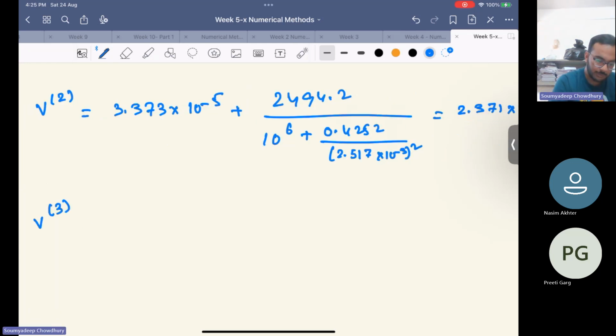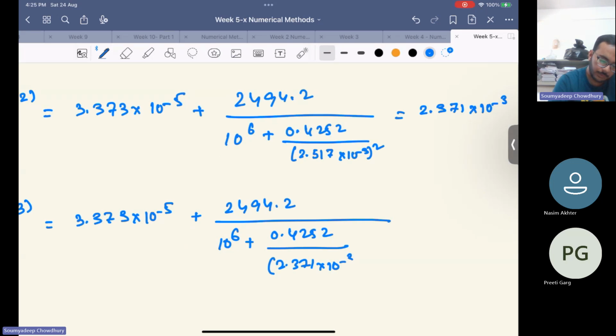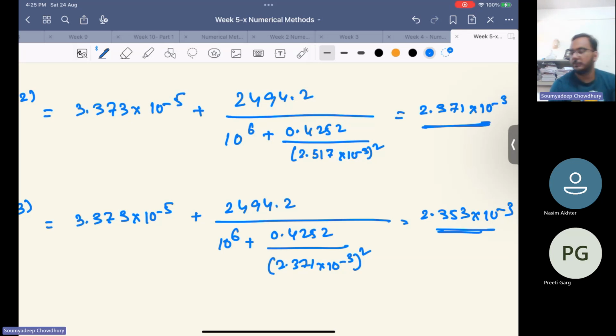Similarly, V of 3, if you calculate, it will be 3.373 into 10 to the power minus 5 plus 2494.2 by 10 to the power 6 plus 0.4252 by 2.371 into 10 to the power minus 3 whole square, around 2.35. Here you can see the two values are almost the same, up to the first decimal place.